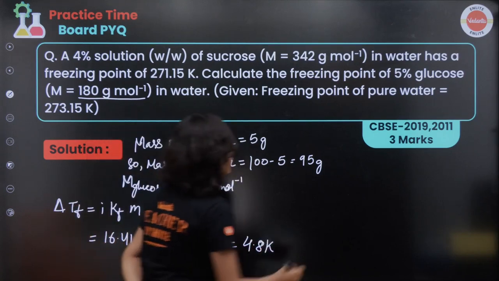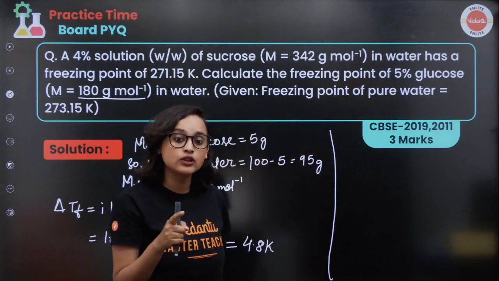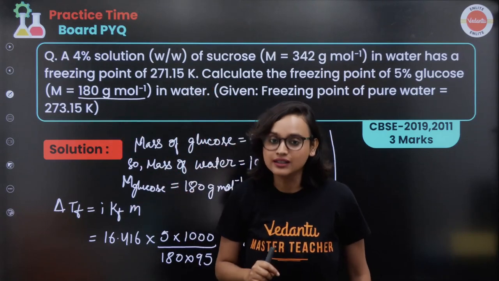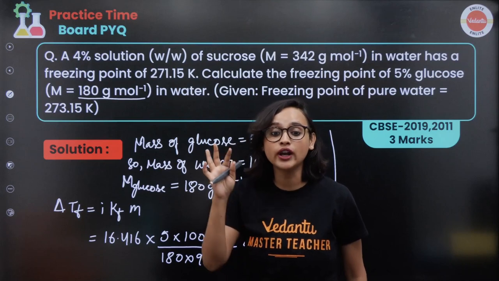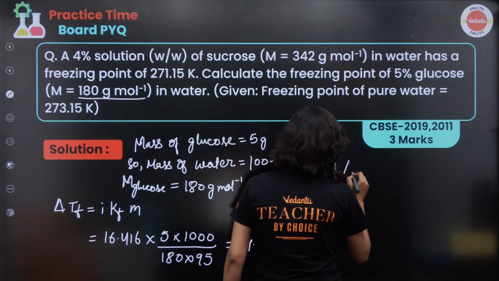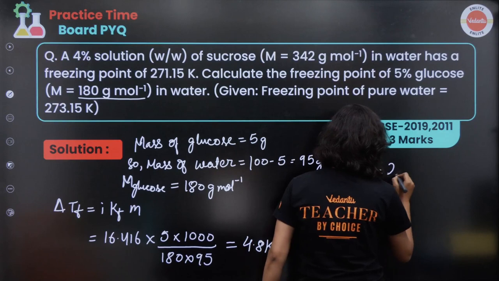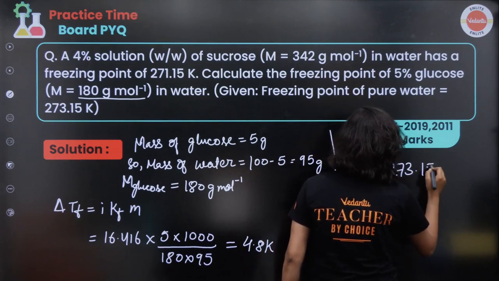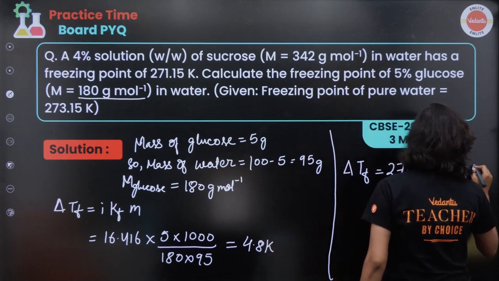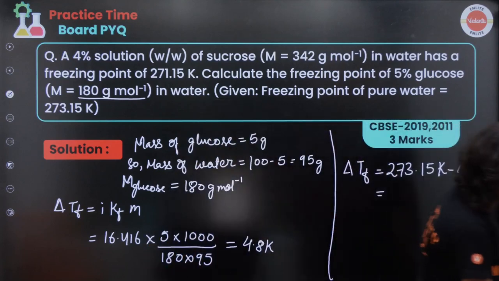Now, what will I do? The freezing point will be equal to 273.15 minus 4.8, that is 273.15 Kelvin minus 4.8 Kelvin. Let's do it. So what is this equal to? Let's check this out also.